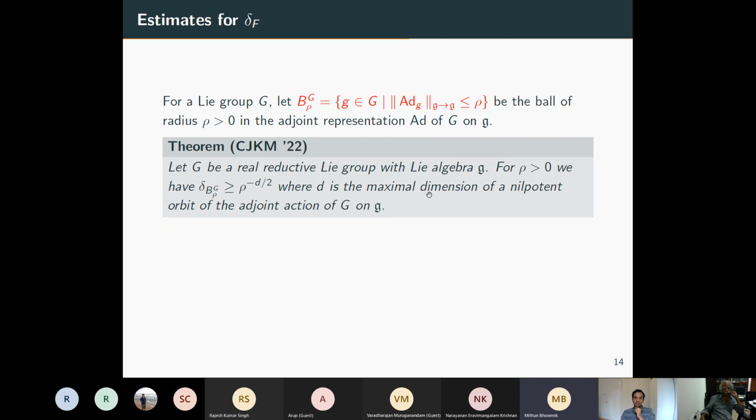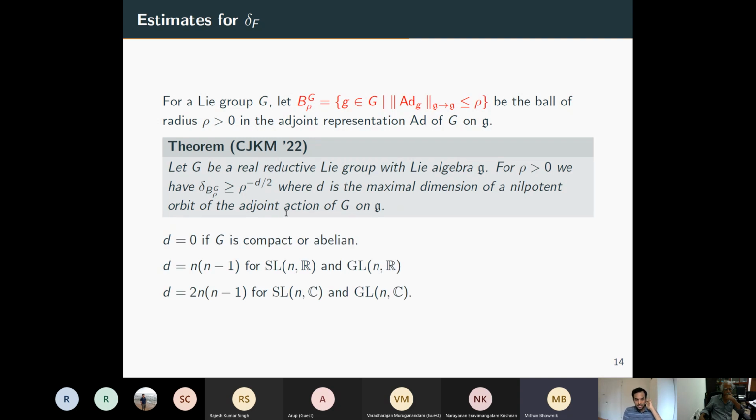D here is the maximal dimension of a nilpotent orbit. So you take a nilpotent element in the group and you look at the orbit it generates in the Lie algebra, and you choose the element which generates an orbit of the maximum possible dimension, and that's the D here.